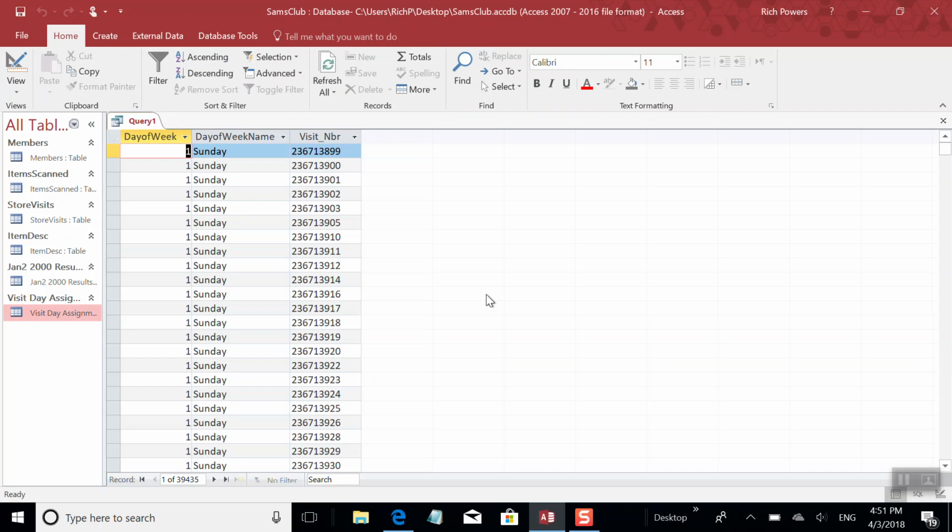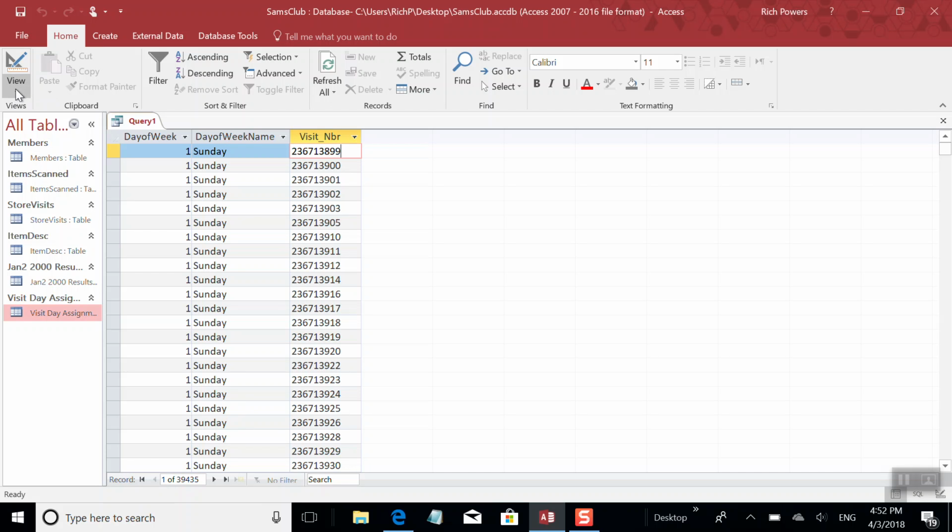So what we get is 39,435 rows, because each one of these is unique. The way the group by works, if you remember, is it will aggregate up to that point. Since we have one unique record for each one, it breaks for each unique record. That's what the group by does. All right, so this isn't giving us what we want.